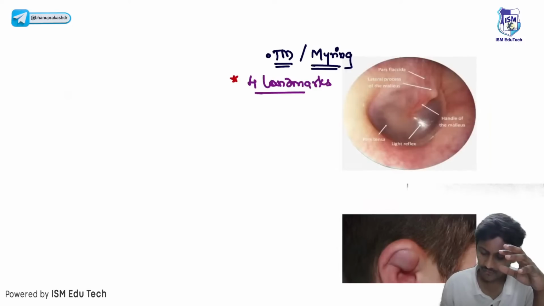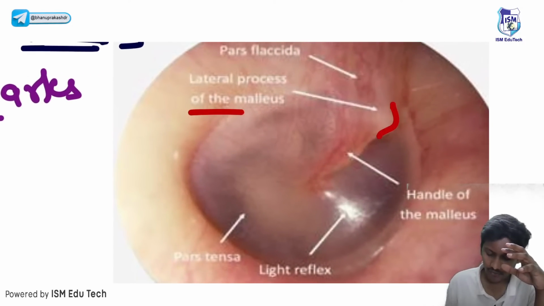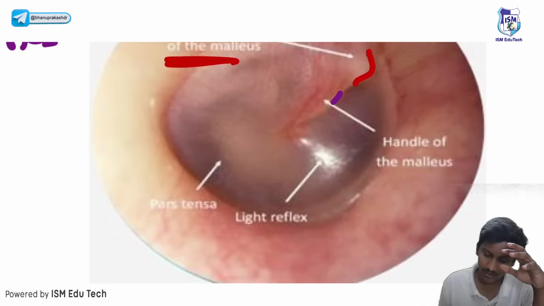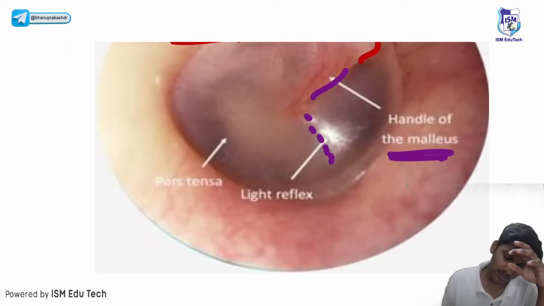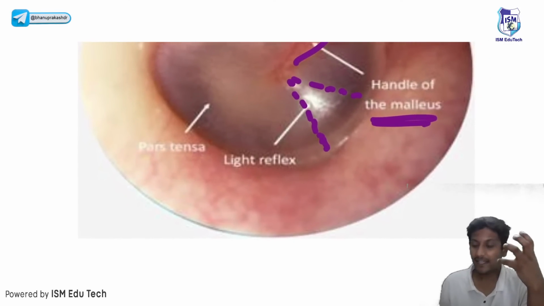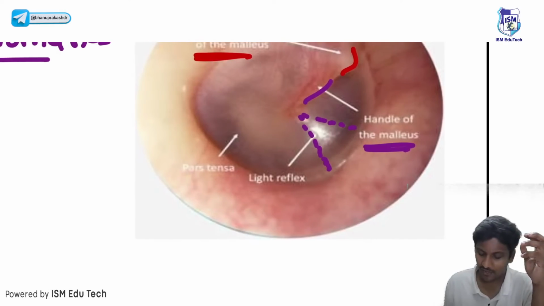The first landmark that you can see is the lateral process of the malleus. Second landmark, as you can see, is the handle of the malleus. Third is this. What is this? This is the light reflex. The otoscope has a light source and that reflects on the tympanic membrane. So this is the light reflex, also known as cone of light.